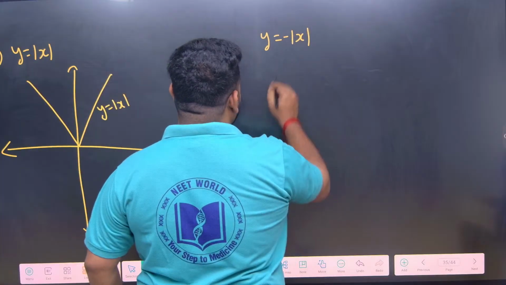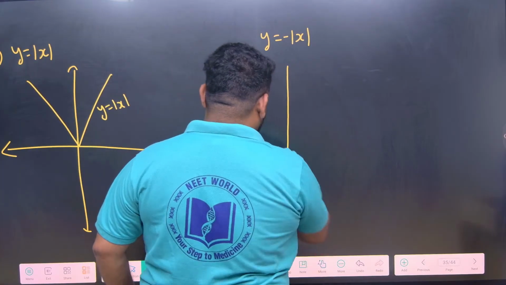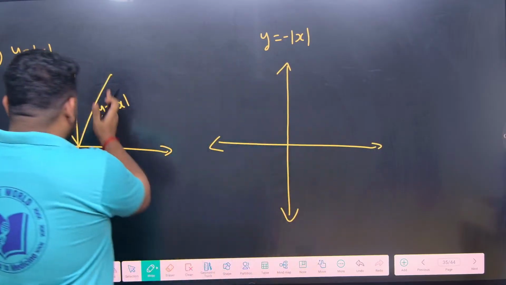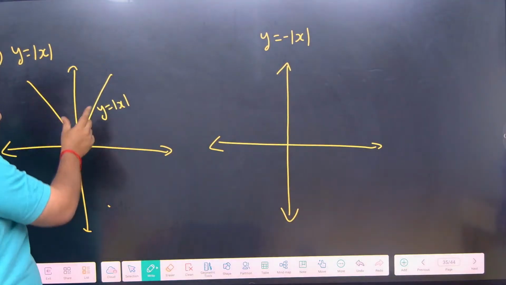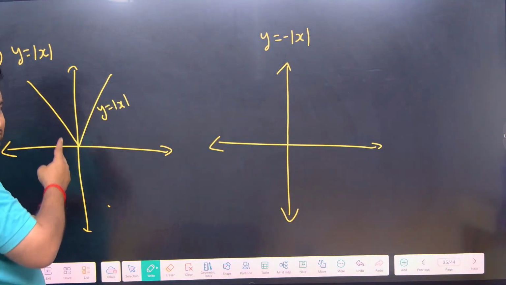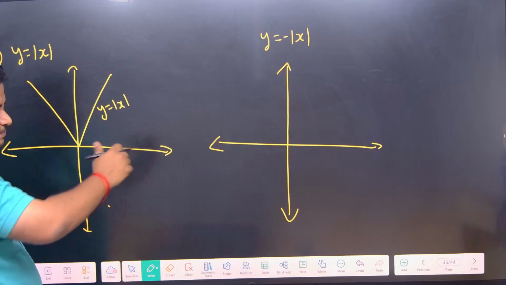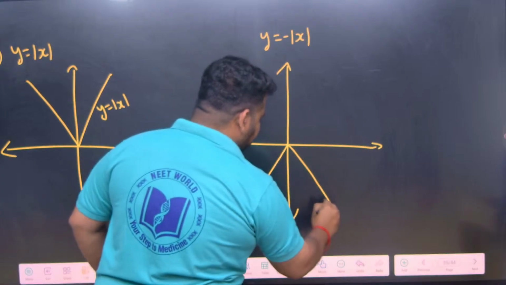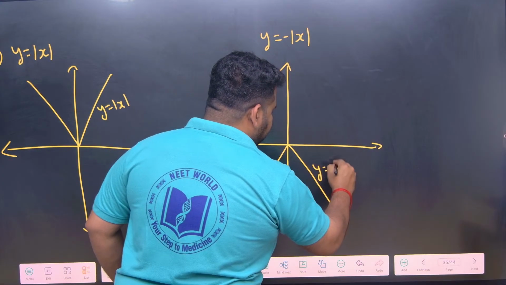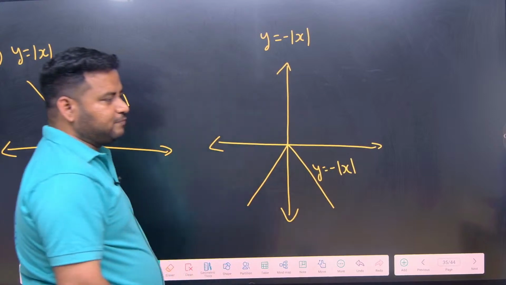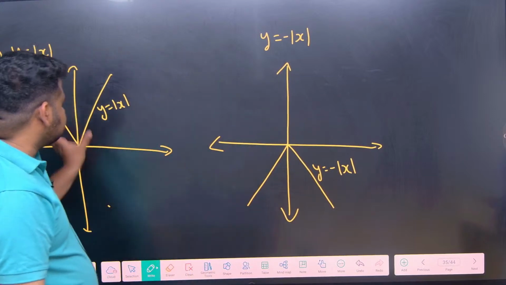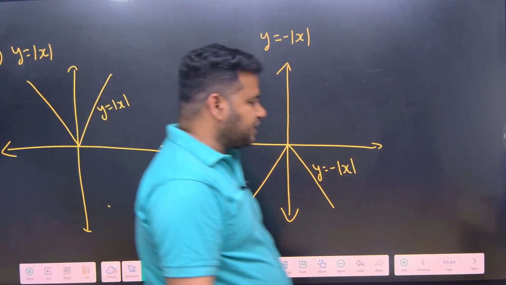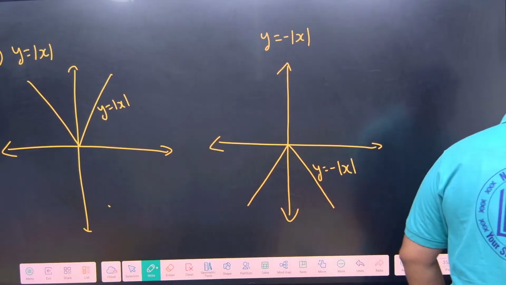So if I write y is equal to minus mod x, what will the graph be? The graph will become like this. It will be inverted below, like this. This is the graph of y is equal to minus mod x, friends. So y is equal to mod x is upward, and this is downward inverted, y is equal to minus mod x. This is one kind of graph which you must know.